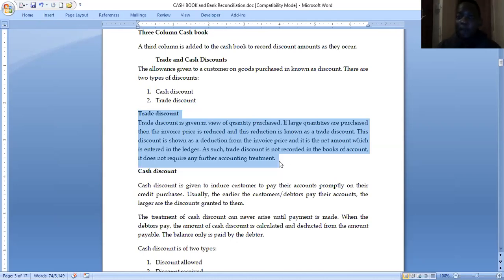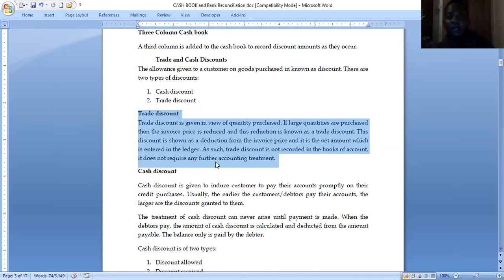If large quantities are purchased, then the invoice price is reduced, and this reduction is known as the trade discount. The trade discount is shown as a reduction from the invoice price, and it is the net amount that is recorded, entered in the ledger.